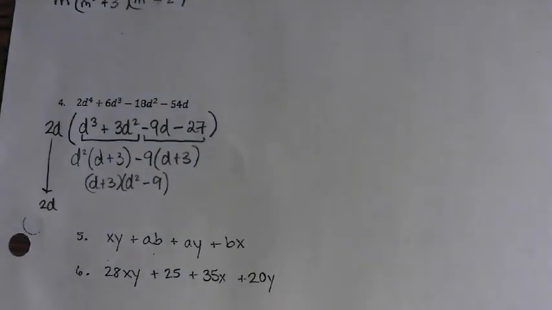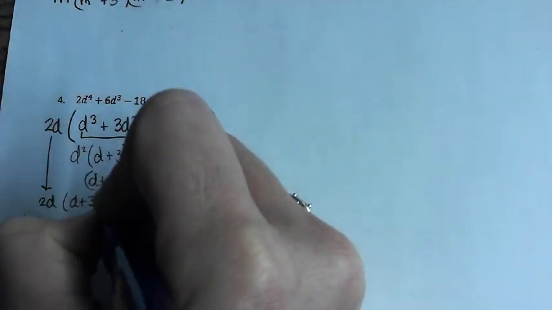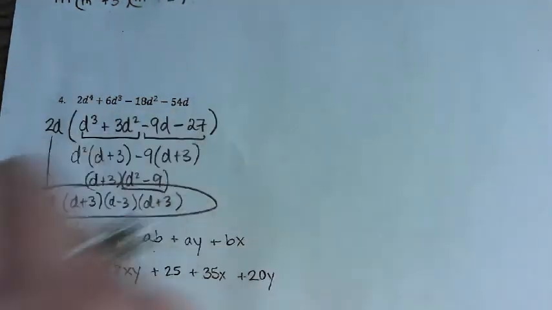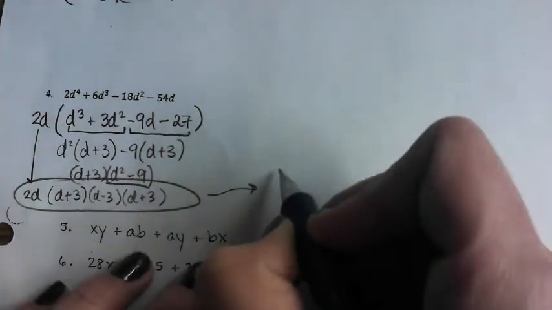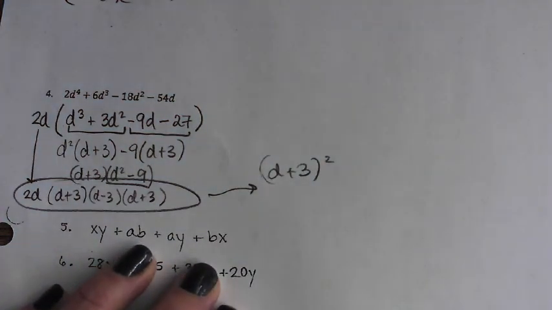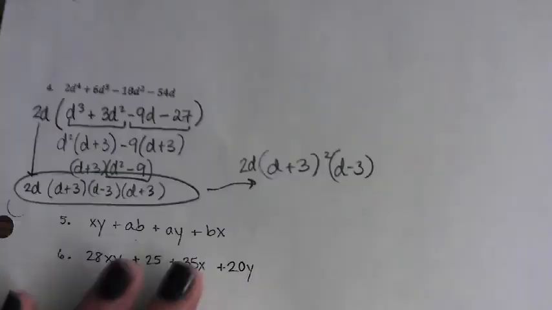And thoughts here? Eric? Can't you get a perfect square out of the D? Perfect. So I'm going to keep my D plus 3 that's there, but my D squared minus 9 factors into what, Eric? D minus 3, D plus 3. Beautiful. There's your answer. You'll probably see D plus 3 written more condensed with a little square after it since we have 2 of them. Your 2D out in front and your D minus 3.